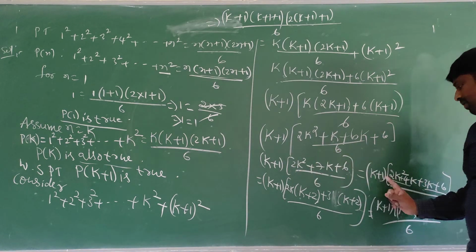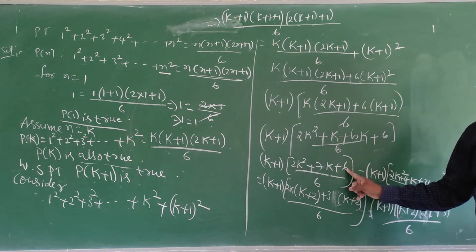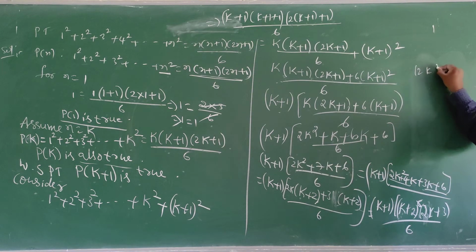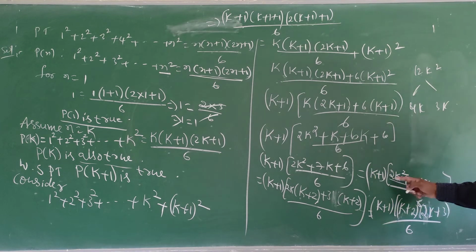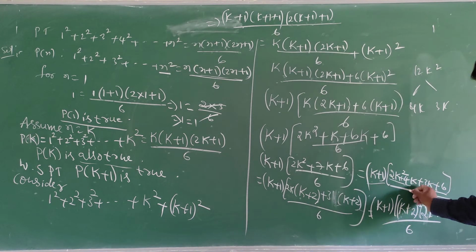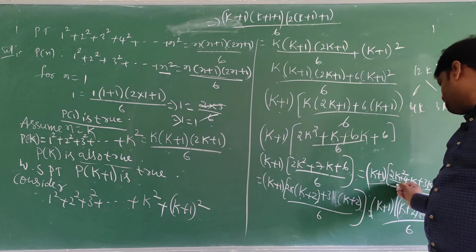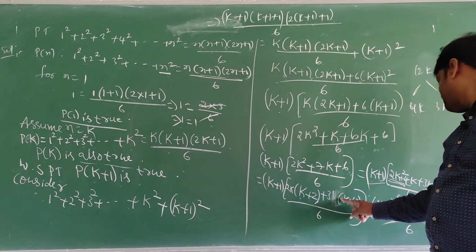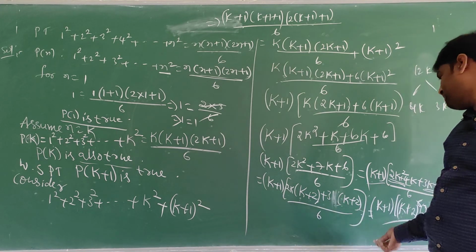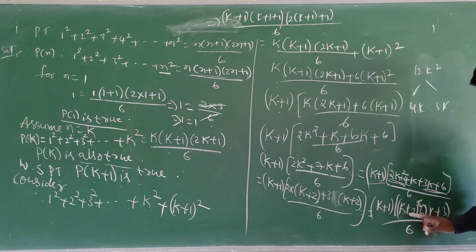Factorize this one, k plus 1. Here 2 6 are 12, 12k square. 12k square can be written as 4k into 3k. 4k plus 3k is 7k. Okay, 2k square, k plus 1 as it is, 2k square plus 4k plus 3k divided by 6. Here 2k is common, here 3k is common. 2k into k plus 2 plus 3 into k plus 2 divided by 6. And again, k plus 1 into k plus 2 into 2k plus 3 divided by 6.